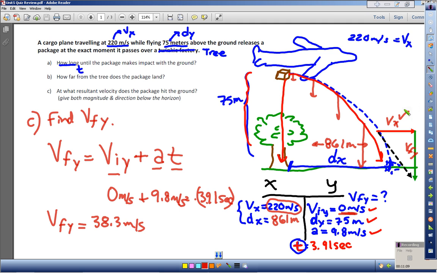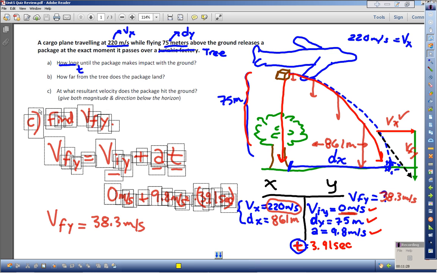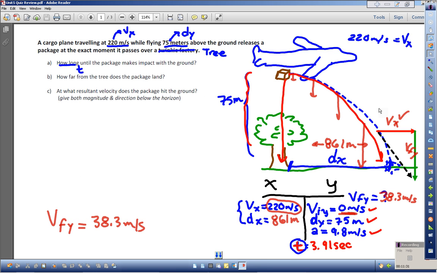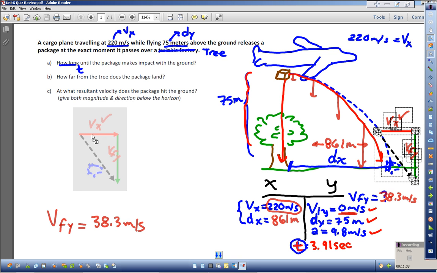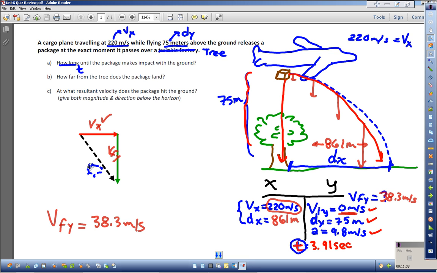Now that I know the final velocity in the vertical direction, 38.3 meters per second, I can now find the resultant velocity of this object when it hits the ground. It is the resultant of the two components that are the vertical and the horizontal velocity. So what I'd like to do is take this triangle and move it over here. I want to solve for this resultant.